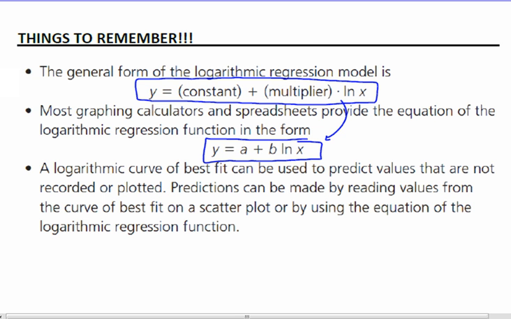When we do our regression, we're going to use number 9. And it'll look like ln regression, natural log regression.